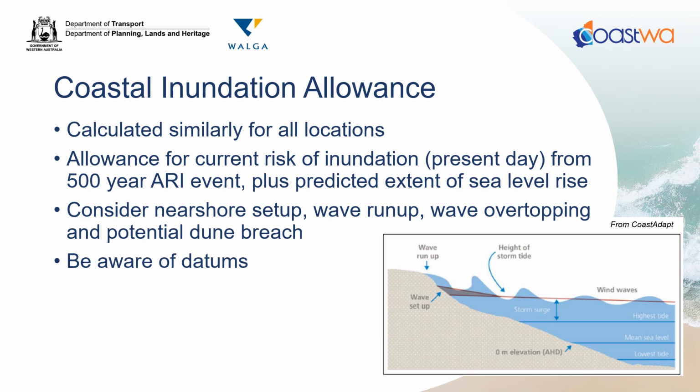And a coastal inundation allowance is calculated similarly for all locations around the state. So it's allowance for the current risk of inundations in the present day from our 500-year or 0.2% AEP event, plus the predicted extent of sea level rise in that planning period. So we need to consider things such as nearshore setup, wave run-up, wave overtopping, and potential dune breaching. And also just be aware of datums.